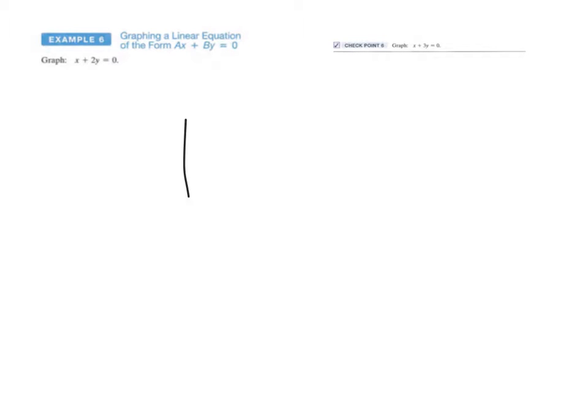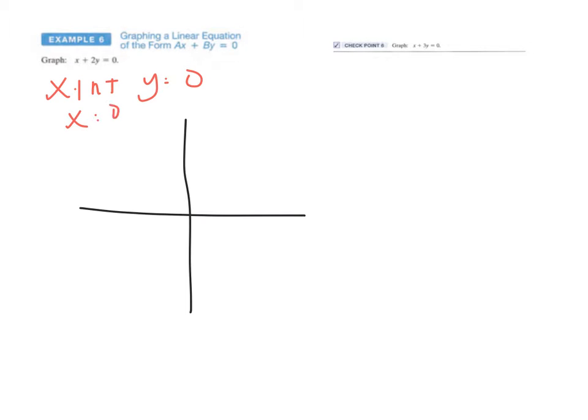We can graph these problems by doing y and x intercepts. So if I do my x-intercept, I make y equal 0, and so x equals 0 in this particular one. So I have (0, 0), and then I would have my y-intercept, so I'd make x equal 0, and so I'd have 2y equals 0, and so I would get (0, 0) here.